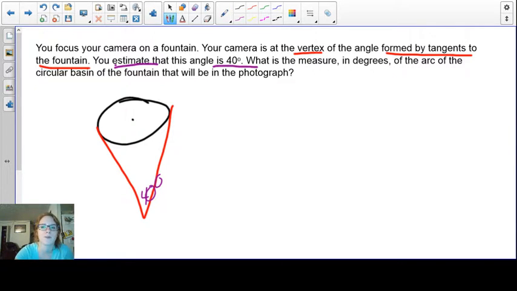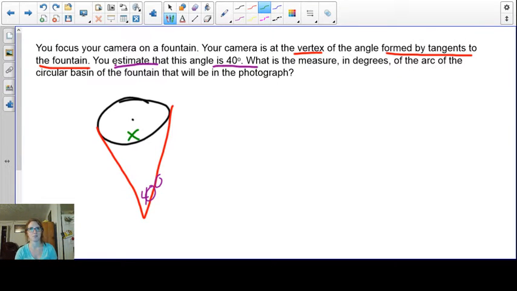What we're looking for is the degree of the circular basin that will be in the photograph. Okay, well logically, if here's your fountain, are you going to have this part in your picture? No, you're not. So you're looking for your piece down here. So you need this degree. You need that arc degree.